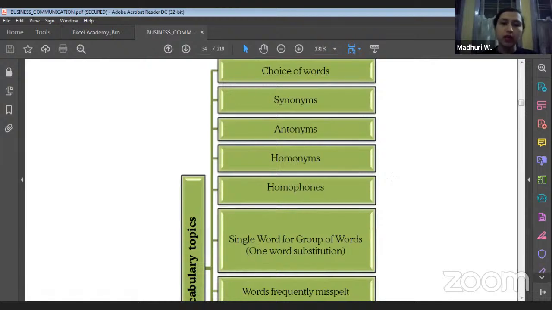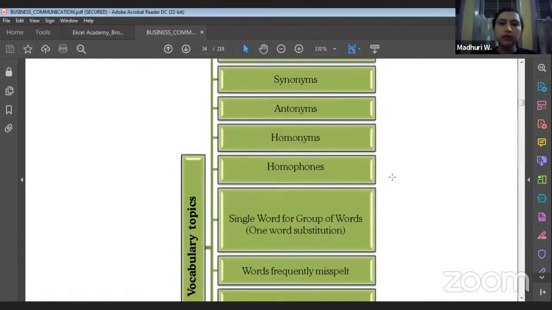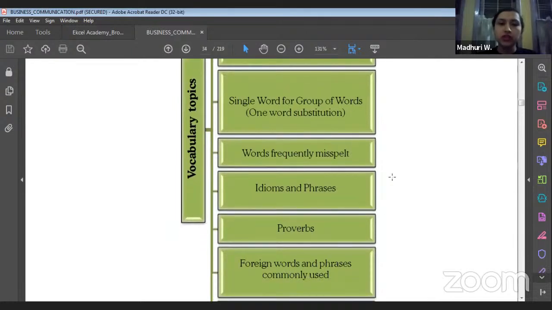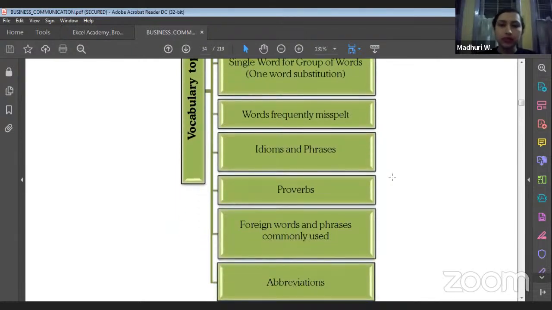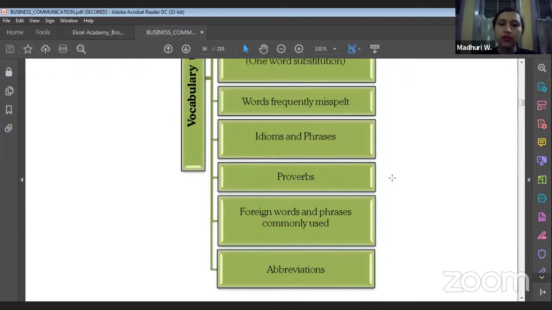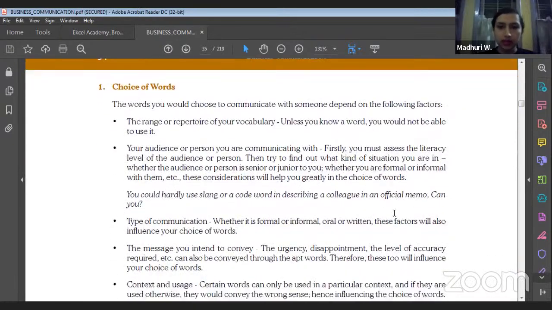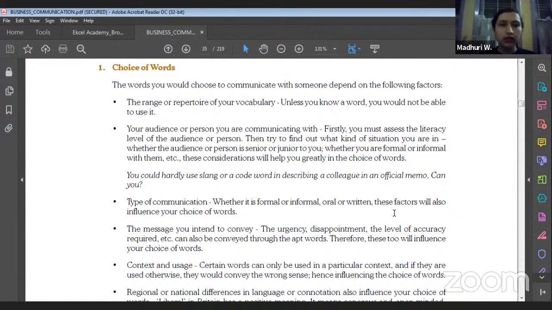All right, so now let's come to some of the vocabulary topics here. We're going to cover choice of words, synonyms, antonyms, homonyms, homophones, one word substitution, words that are frequently misspelled, idioms and phrases, proverbs, foreign words and phrases that are commonly used, and abbreviations. Okay, we won't do everything in detail. I would like to invite you to go through the CSEET material afterwards. But this is just a quick revision for you to help brush up everything that you have already learned about. Okay, but I'll try and cover as much as I can.